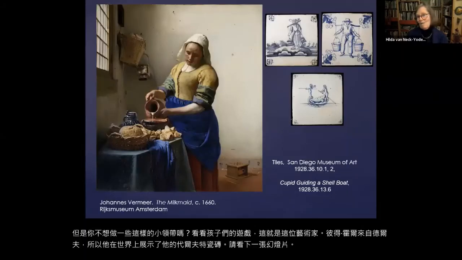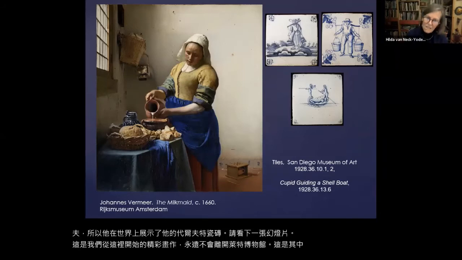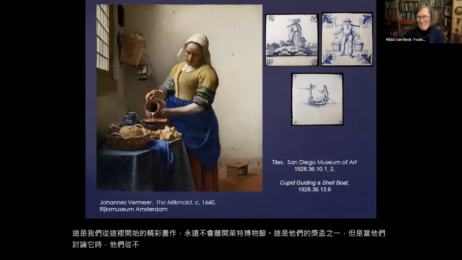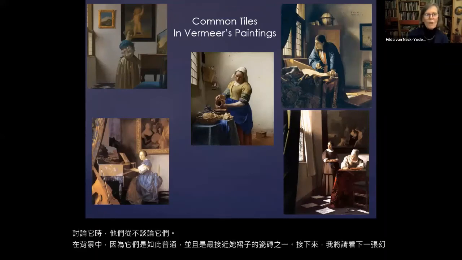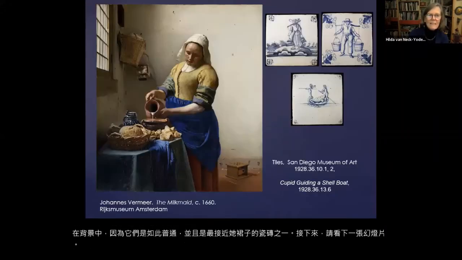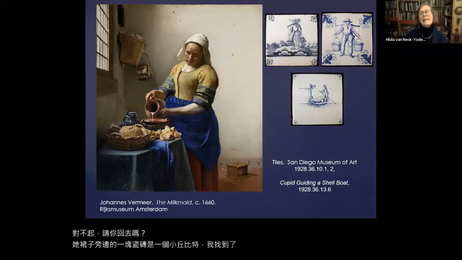And here is our wonderful painting by Vermeer that will never leave the Rijksmuseum. This is one of their trophies. But when they discuss it, they never talk about the Delft tiles in the background, because they are so ordinary. One of the tiles that's closest to her skirt, next slide, please. Oh, sorry. Would you go back, please? One of the tiles next to her skirt is a little Cupid, and I found a Cupid in our own collection. All of the tiles I'm showing you are from the San Diego Museum of Art, which has a fantastic tile collection. Next one, please.